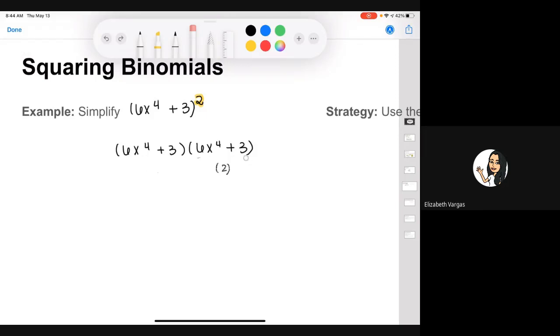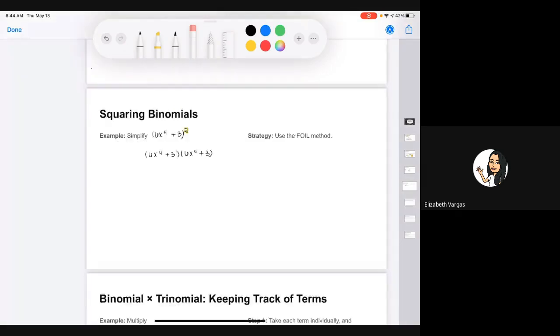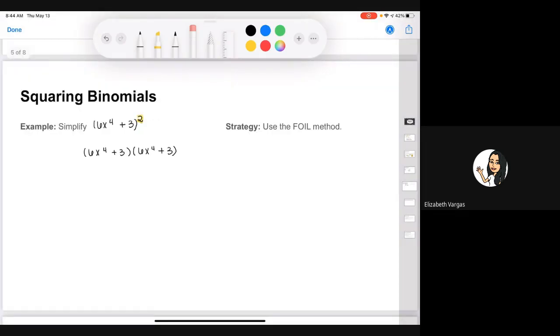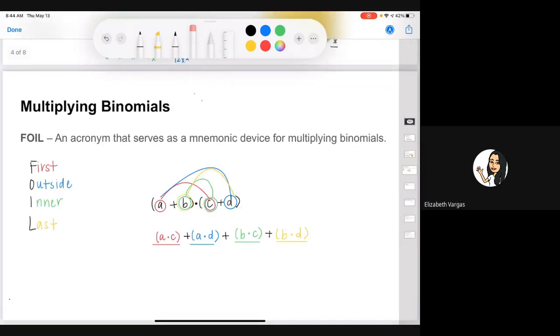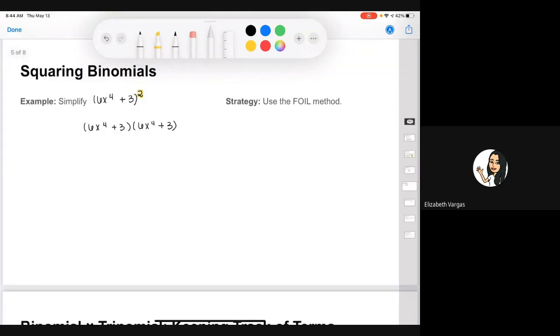What you may notice is this expression is me multiplying 2 binomials. And what that means is that I can use my FOIL method. So my strategy here is going to be to use the FOIL method. Let me copy this over so that we can see this taking place. So we're going to do first, outer, inner, last, and then simplify.